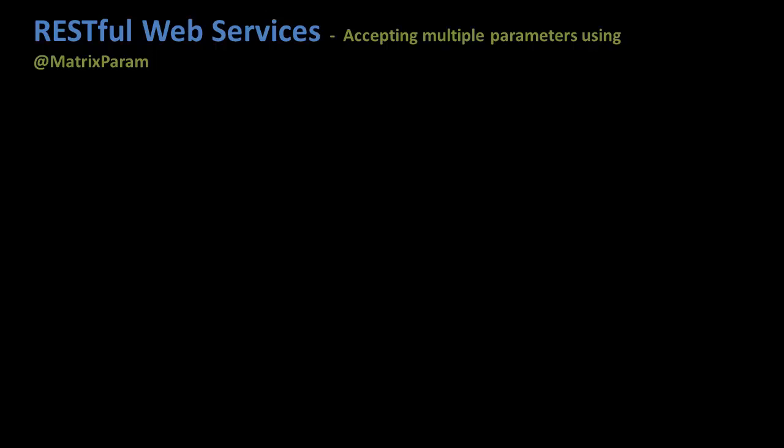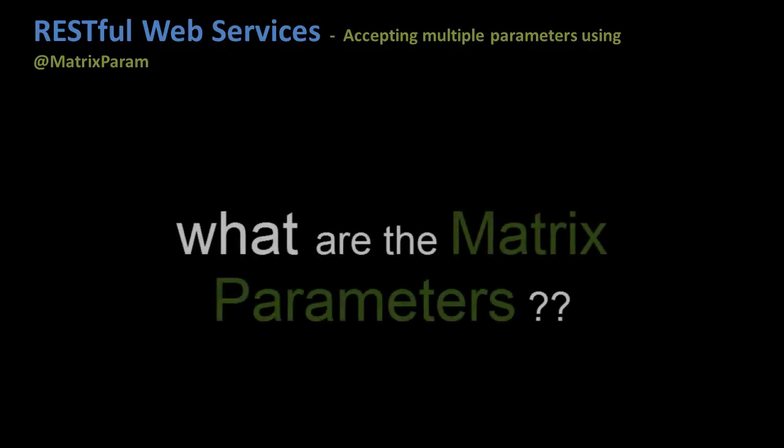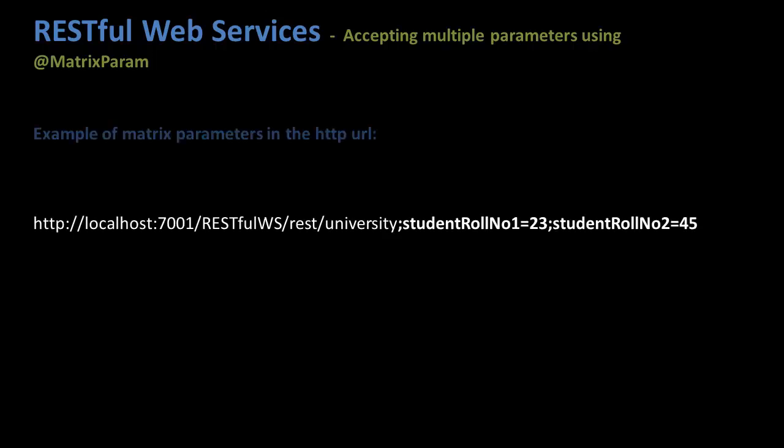Before we go to this demo, let us see what we mean by a matrix parameter in the HTTP URL. Matrix parameters are another way of defining parameters to be added to the actual path of the resource. This is an example of a matrix parameter HTTP URL. In this, the client has passed two parameters, 23 and 45.